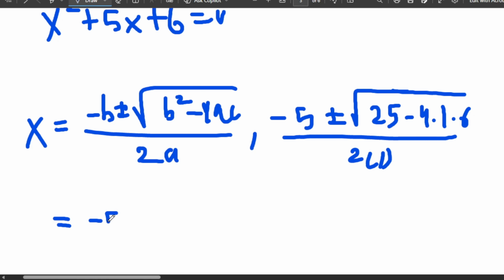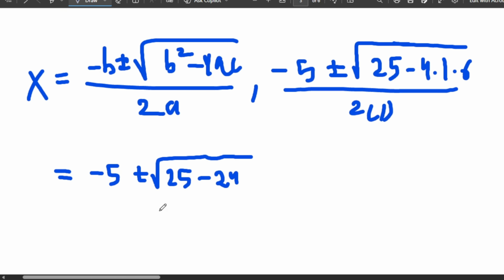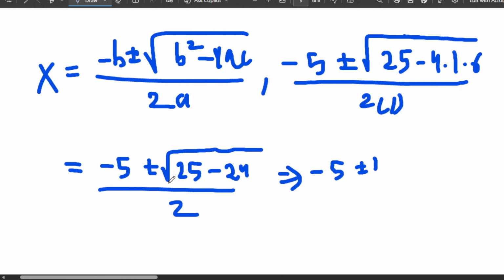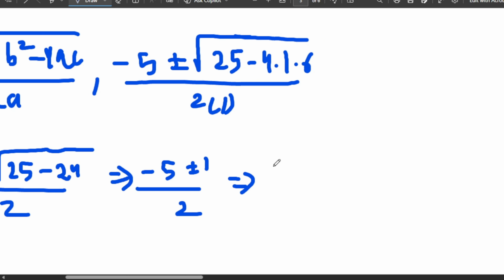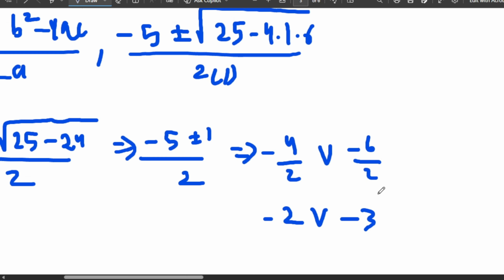Negative 5 plus or minus the square root of 25 minus 24, divided by 2. This will result in negative 5 plus or minus 1 over 2. If we put positive 1 first, we will have negative 4 over 2, or negative 5 minus 1 would be negative 6 over 2. So it will be negative 2 or negative 3, which is correct.